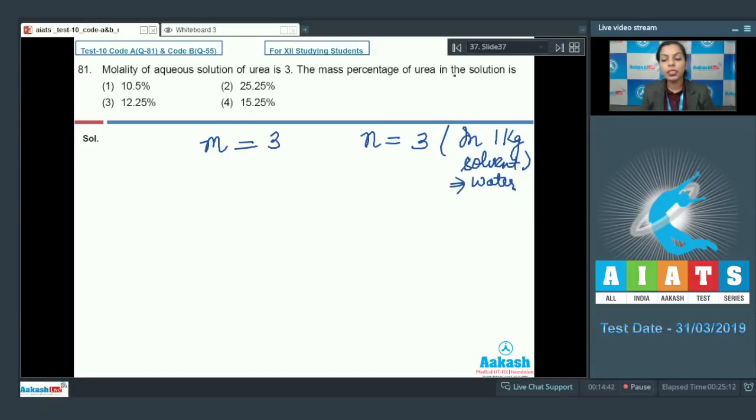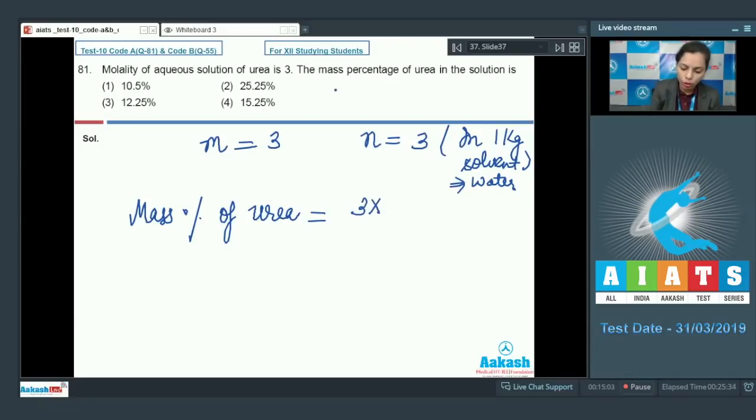Now, the mass percentage of urea you need to find out. So, mass percentage of urea in that aqueous solution is equal to mass of urea. Moles of urea we have. So, what would be the mass of urea? That is its mole into the molar mass. What's the formula for the urea? That is NH2CONH2. And if you find out its atomic mass, you will find that it is 60 gram per mole. So I'll multiply 60 here. So this is the mass of urea present in the solution.